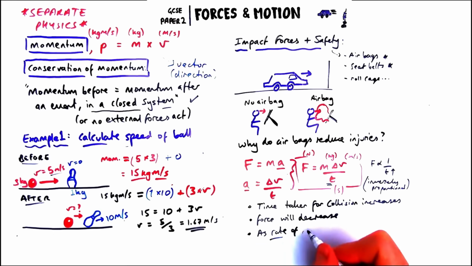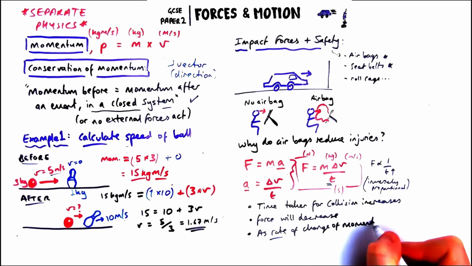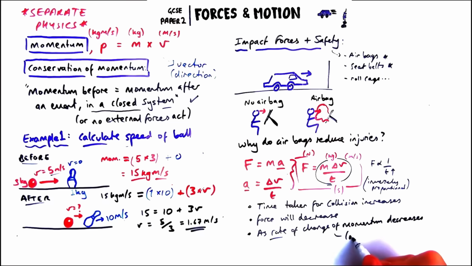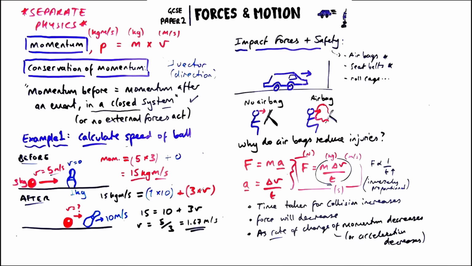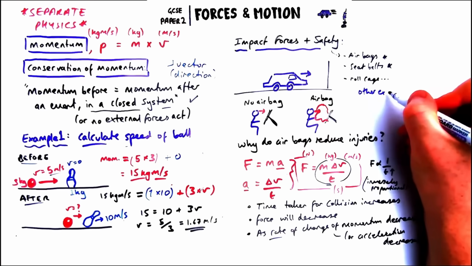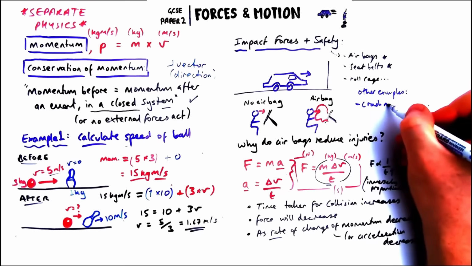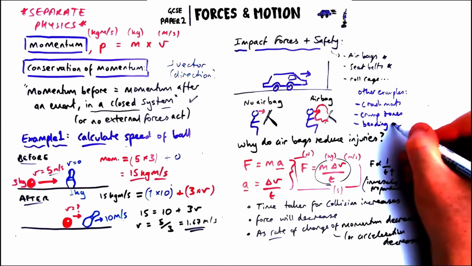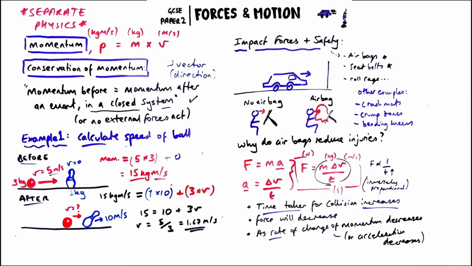And the final mark in a question like this would be as the rate of change of momentum decreases, that then causes this. So rate of change of momentum is just change of momentum divided by time. Don't forget rate just means divided by time. You could also say the acceleration decreases as well. This comes up a lot, and the other examples are crash mats, crumple zones, bending your knees when you land, trying to increase that time taken to mean the force is less.